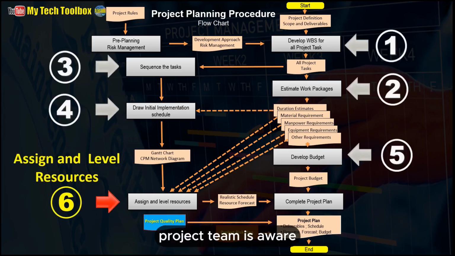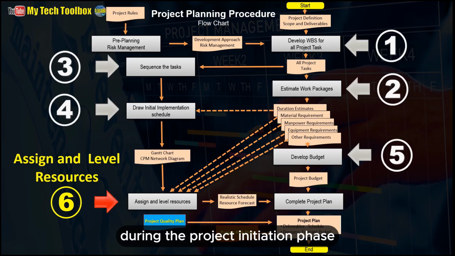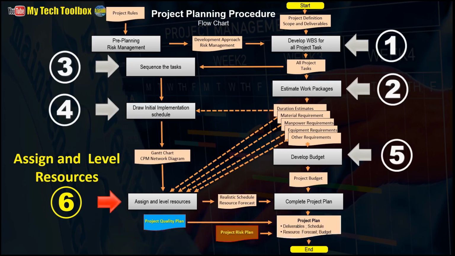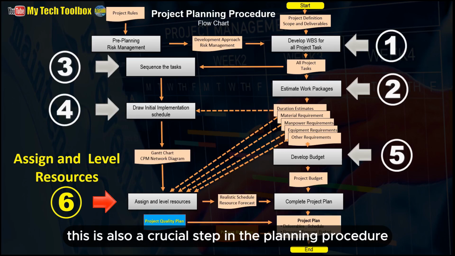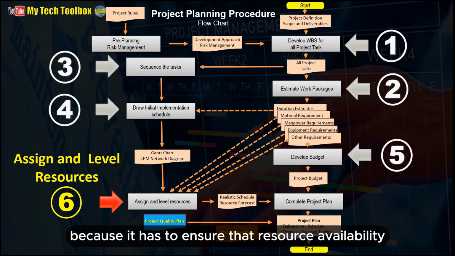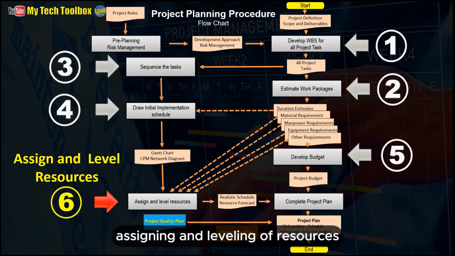The project team is aware that resources for the project have been earmarked during the project initiation phase, and the approval was officialized in the project proposal. The project team now assigns resources to the project. This is also a crucial step in the planning procedure because it has to ensure that resource availability and utilization are optimized. This process is called assigning and leveling of resources.